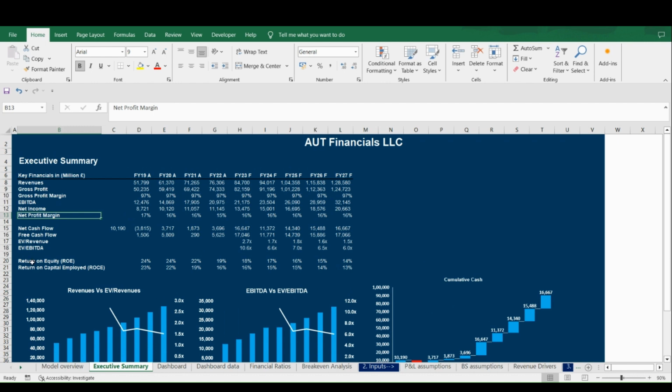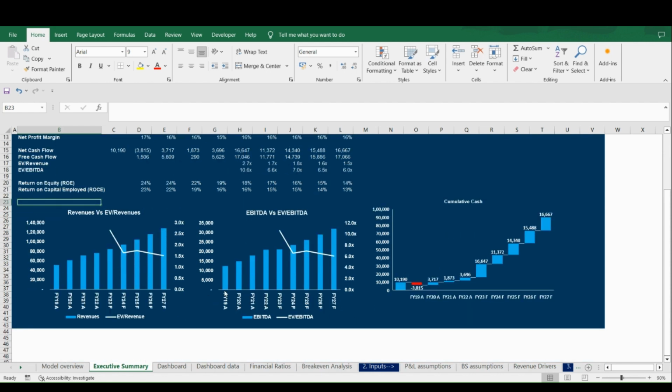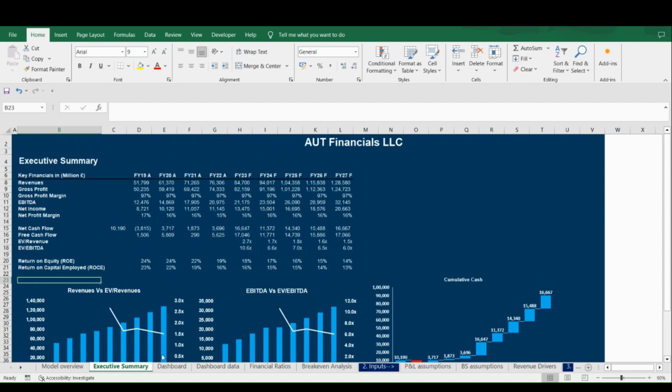Next, there are return on equity and the return on capital employed. Then also we have charts representing revenue versus EV by revenue. Then we have EBITDA by EV by EBITDA. Then we have cumulative cash that has been accumulating over the years. So this was the executive summary sheet.